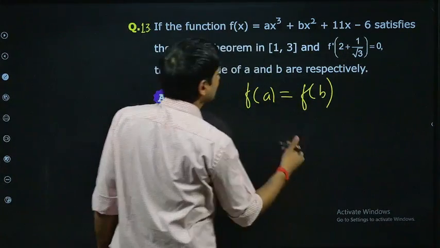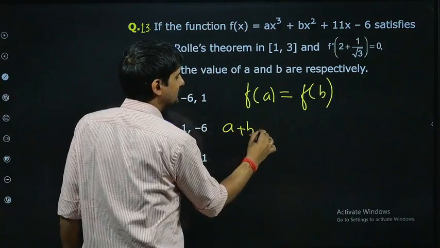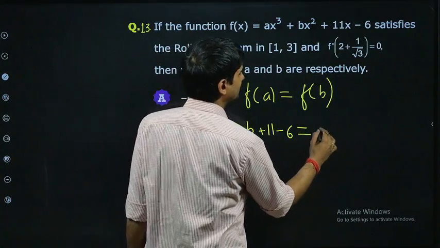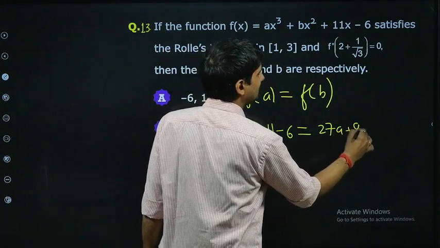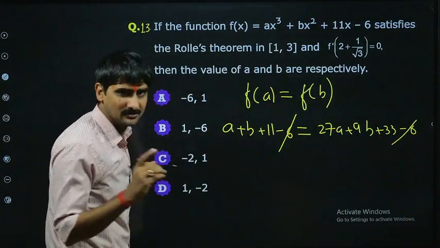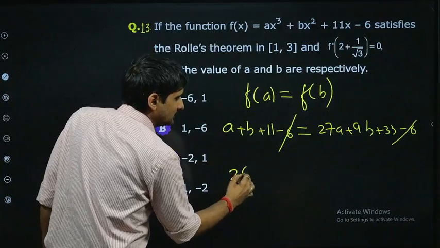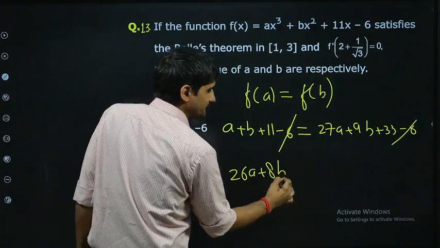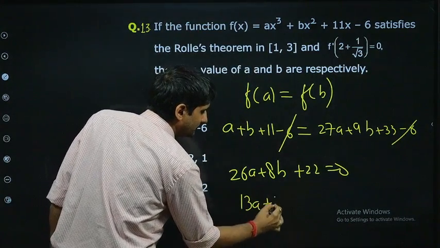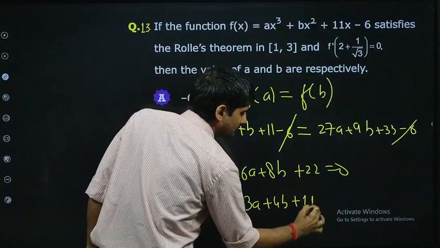Now just solve it. So f(1) is a plus b plus 11 minus 6, which is equal to f(3), which will be 27a plus 9b plus 33 minus 6. So that gives us a relation: 26a plus 8b plus 22 equal to 0. So 13a plus 4b plus 11 equal to 0.